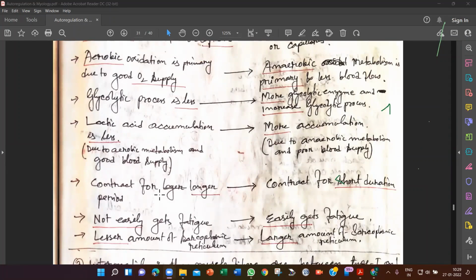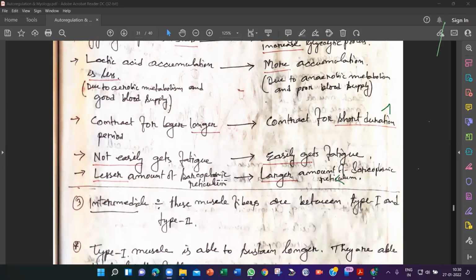Then contraction is for a longer period in type 1, because the blood flow is more, with continuous supply of oxygen and more mitochondria. Aerobic metabolism gives energy for a longer time to maintain contraction or the function of the muscle. But here anaerobic metabolism is of short duration. They cannot continue. They utilize their stored energy, and when it is finished, they cannot continue. But type 1 is mostly aerobic with continuous oxygen supply and continuous production of ATP for contraction. So it is a longer period of contraction, whereas this is a shorter period of contraction. Type 1 muscle does not easily get fatigued, but type 2 gets fatigued easily.